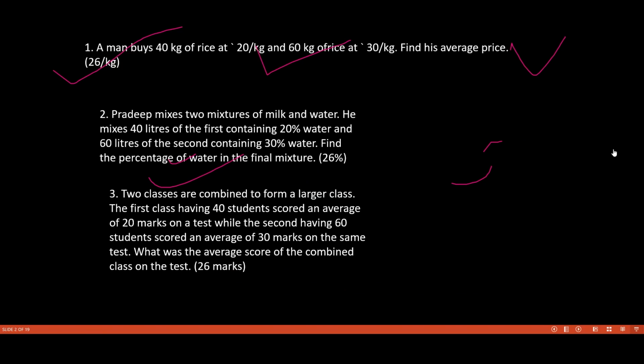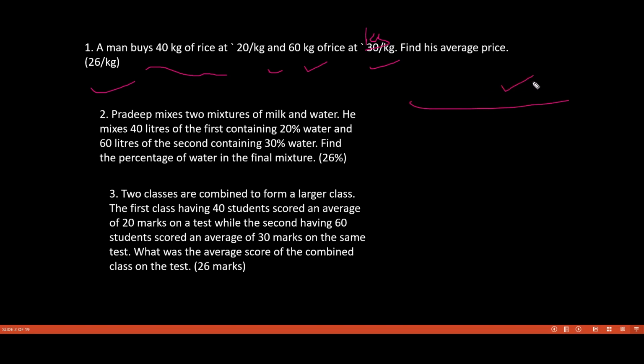See, mixture and alligation questions will come in many types. So let's see what are the types of questions in which mixture and alligation concepts can be applied. Look at this question. A man buys 40 kg of rice at 20 rupees per kg and 60 kg of rice at 30 rupees per kg. Find his average price. All right. So in this question also the mixture and alligation concept can be used.